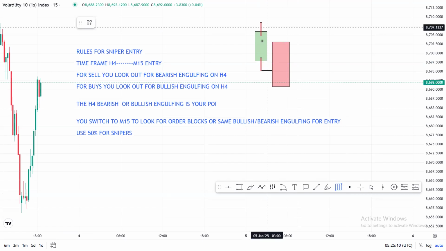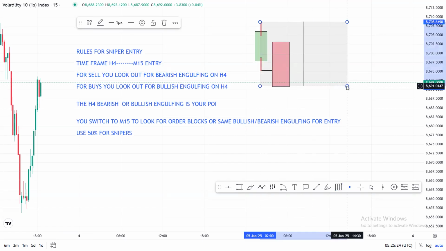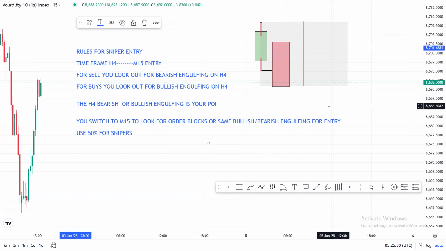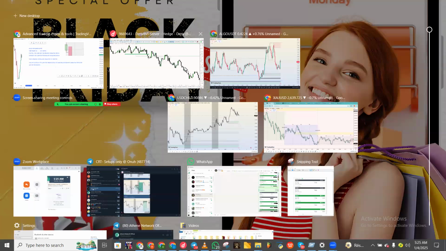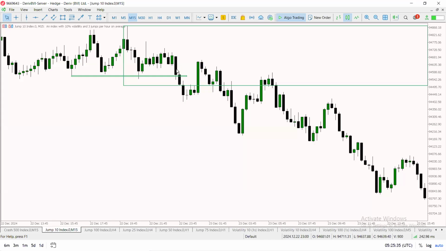Some schools of thought say you can pick from here, but me, I just prefer to cover the previous candle completely. I want a situation where we don't miss the entry. So this is literally what an engulfing is, something that encloses something. So what do we have here? We have a bearish engulfing, very clean and unmitigated.